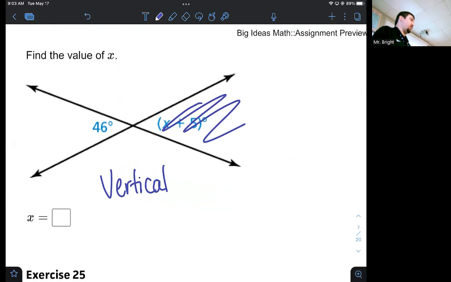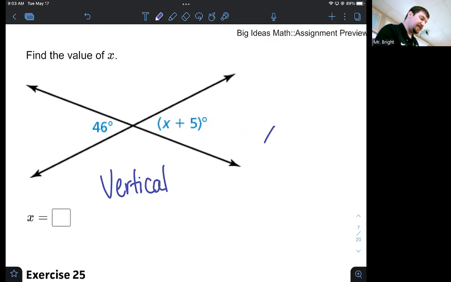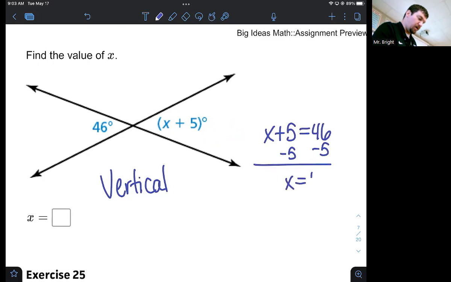Now, that doesn't mean x is 46. It just means that angle there is 46. So I can set x plus 5 equal to 46 because I know that's what it ultimately will be. And if x plus 5 equals 46, what does that make x equal to, Natalie? 41. Subtract 5 from both sides, and x has to be 41. And double check your work. That makes sense. 41 plus 5 gives you the 46 degrees that you needed it to be.